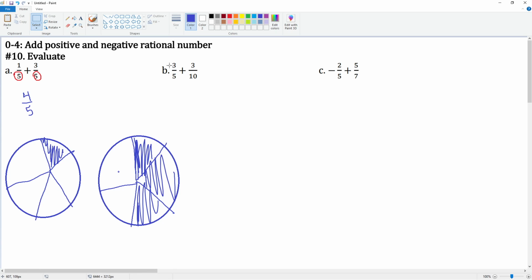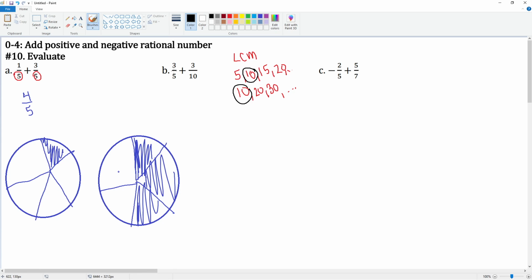B, can we just add the tops together? No, because the bottom numbers are different. We have a 10 and a 5. We have to find the least common multiple of 5 and 10. So 5 becomes 10, 15, and 20. 10 becomes 10, 20, 30, and so on. It looks like the common number they share is 10.